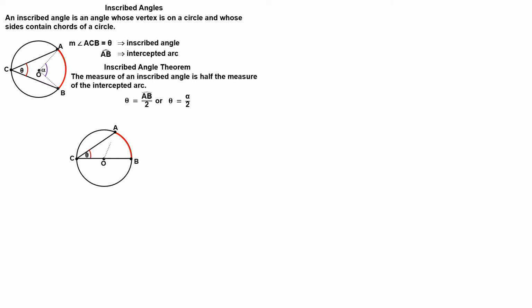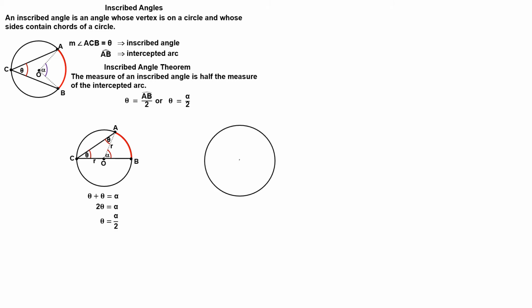Let's draw a triangle AOC. The segments AO and CO are both radii, so they have the same length. This means that the triangle AOC is isosceles, which also means that its base angles are congruent. The alpha angle is an exterior angle, and we know that an exterior angle of a triangle is equal to the sum of the opposite interior angles. So the theta angle equals alpha divided by 2, as required. We have completed our proof for the first case.